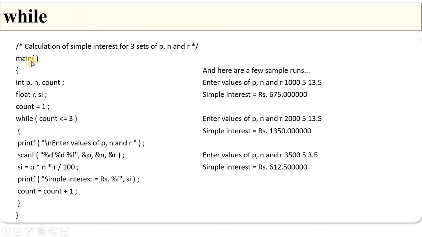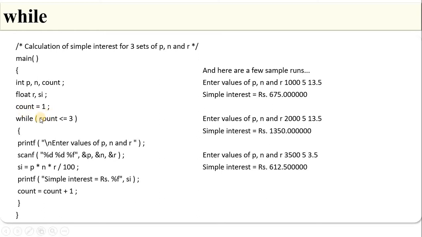This is a main function. Therein we are declaring 3 integer variables, P for principal amount, N for number of years, and this count is for counting. It acts as a counter. And we have declared 2 float variables, R is for rate of interest, SI is for simple interest. And we have initialized the integer variable called count to 1. This is initialization.